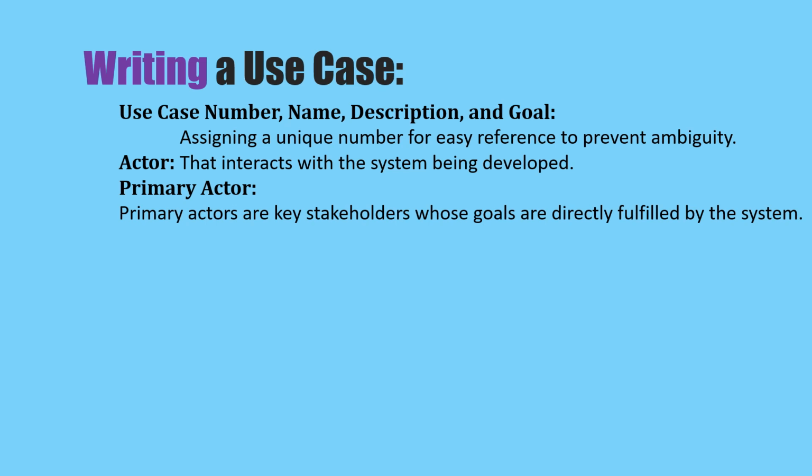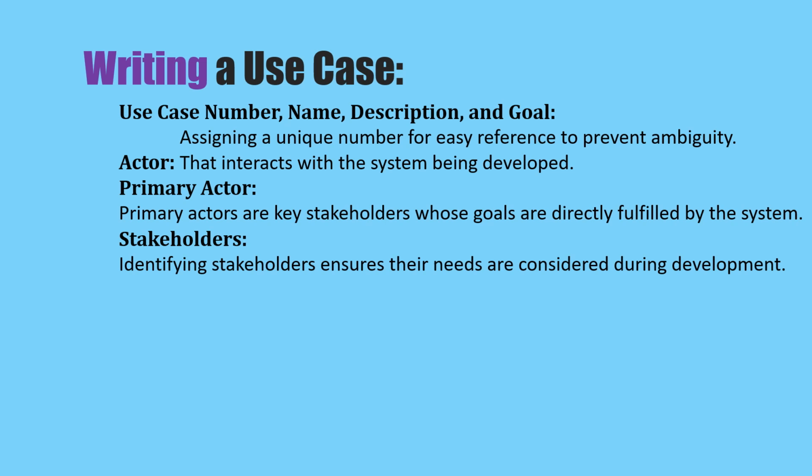Actors represent entities, either human or system, that interact with the system being developed. Identifying actors clarifies who or what initiates and participates in the use case, such as buyers, credit card companies, or shipping companies in e-commerce scenarios. Primary actors are the key stakeholders whose goals are directly fulfilled by the system. While they may not always initiate the use case, they often play a significant role in its execution and outcomes.